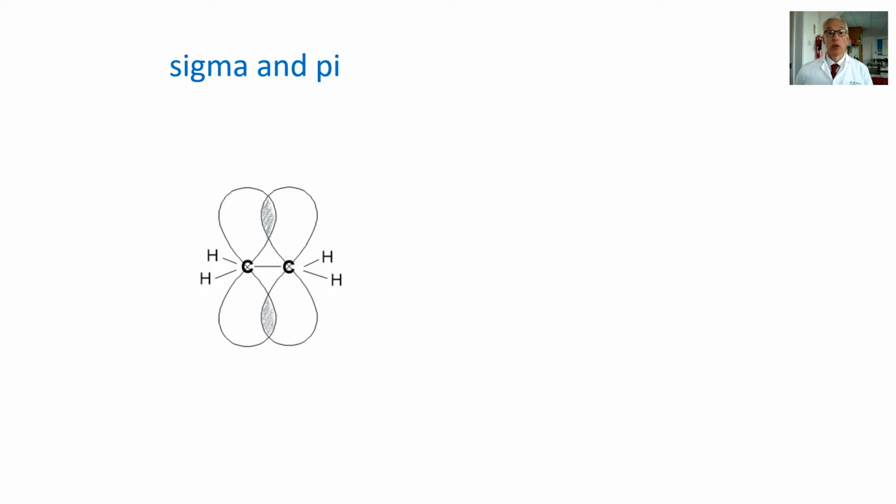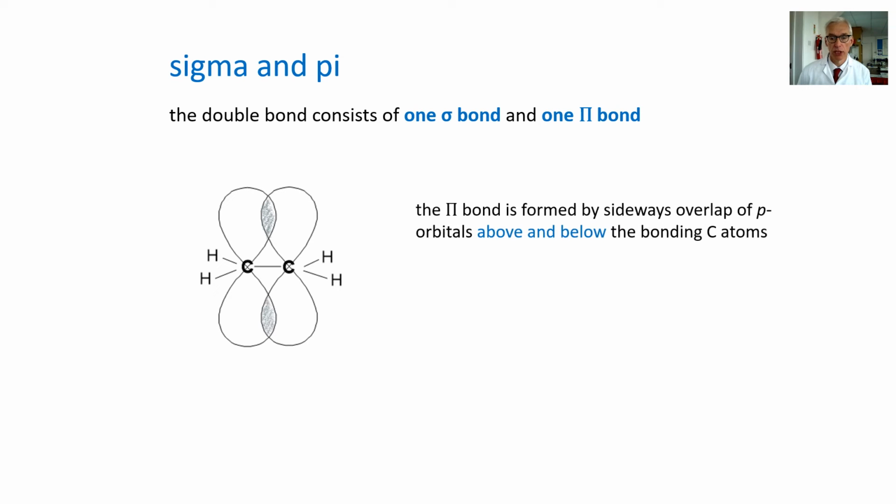We also need to consider the nature of the double bond itself in terms of molecular orbital theory. So we're thinking in terms of sigma and pi bonds. And the double bond is composed of 1 sigma and 1 pi bond. So what exactly do we mean by a pi bond? I'm going to model an answer for you.